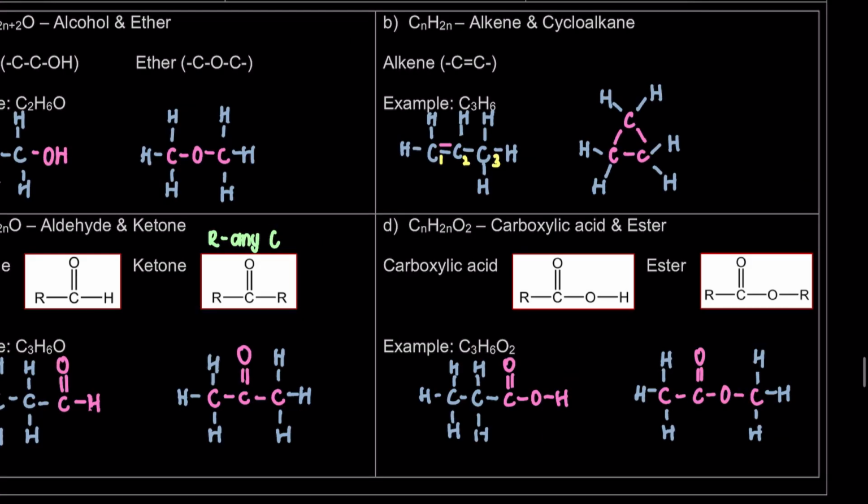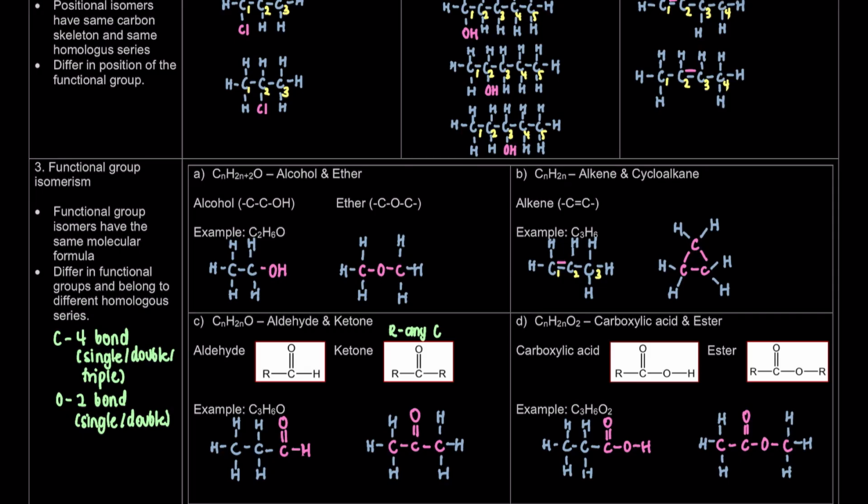The same goes for carboxylic acid and ester. We have 2 oxygens here. This oxygen has 2 bonds, 1, 2. Even though it has 1 double bond, it actually has 2 covalent bonds. The same goes for the oxygen here. It has 2 covalent bonds. The same goes for the ester. So that is for functional group isomerism. For functional group isomerism, you must refer to the number of carbon, hydrogen and oxygen, or the molecular formula, and then check whether it follows this one, A, B, C or D.